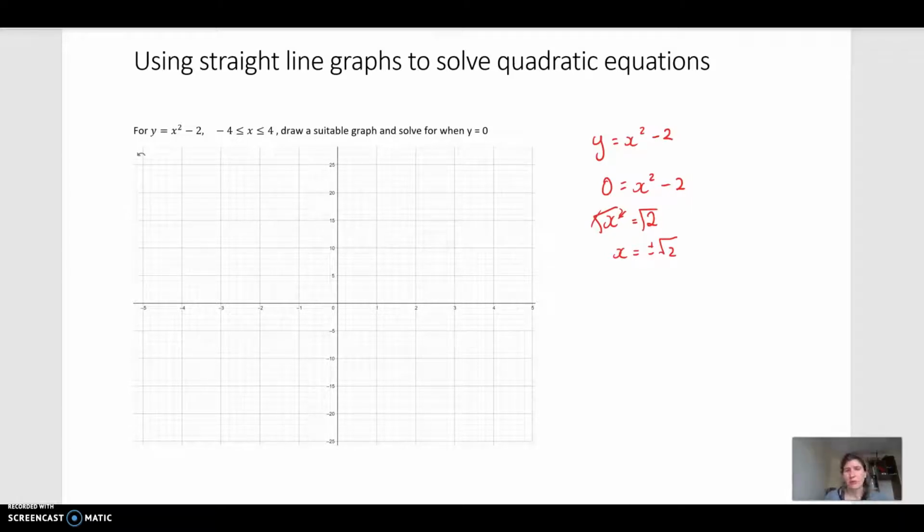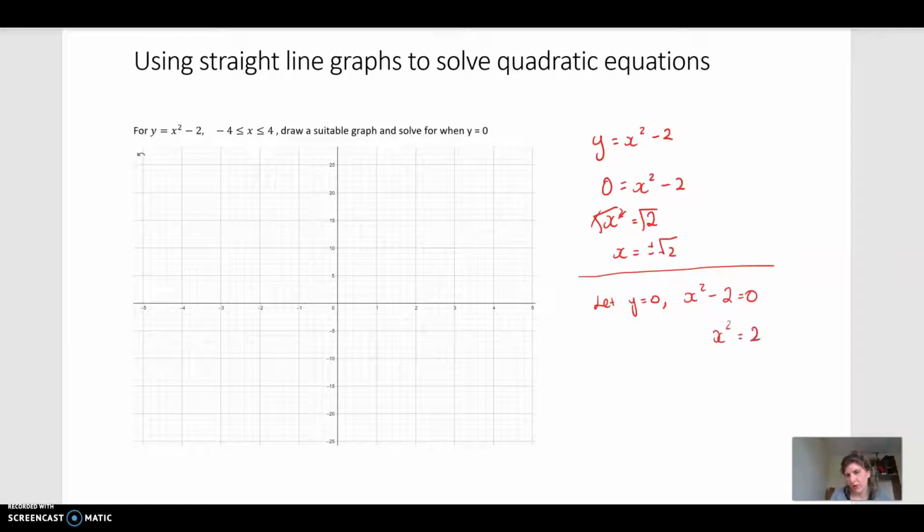Now, when we're solving this equation using a graph, though, we're going to do it slightly differently. So we're still going to let our equation equal 0, because that's where we're trying to solve for where y equals 0. So we're going to let y equals 0. Okay, so our equation then becomes x squared minus 2 equals 0. We're still going to bring the 2 onto the other side, and we're going to end up with x squared is equal to 2.